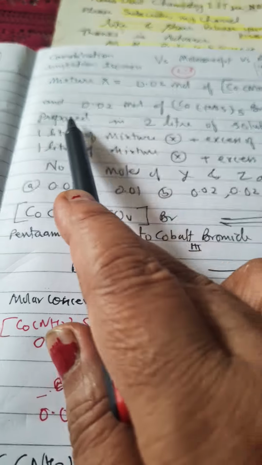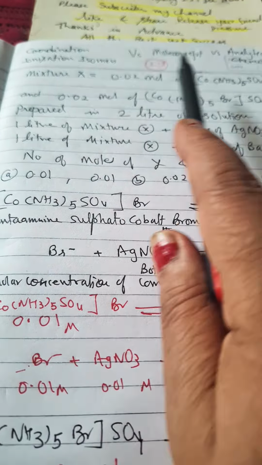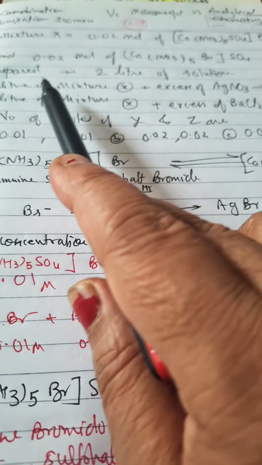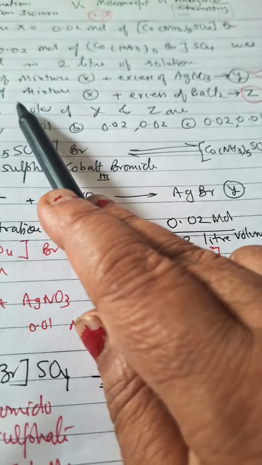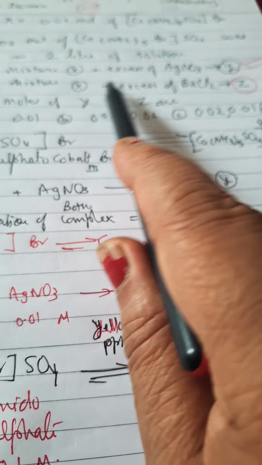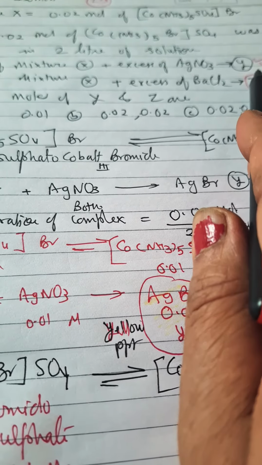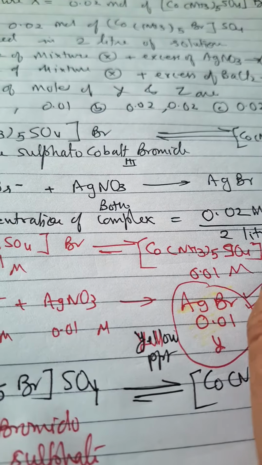So here it is prepared in 2 liter of solution, which means 0.02 mole of each complex is taken in 2 liter of the solution. 1 liter of mixture X with excess of AgNO3 gives Y, and 1 liter of mixture X when treated with excess of BaCl2 gives Z. So we have to find out the moles of Y and Z. The options are given.